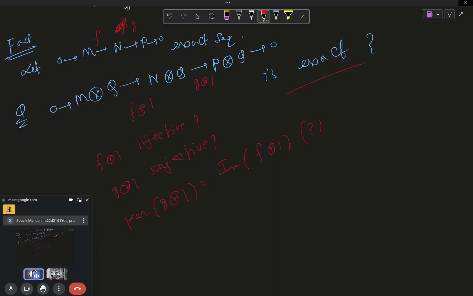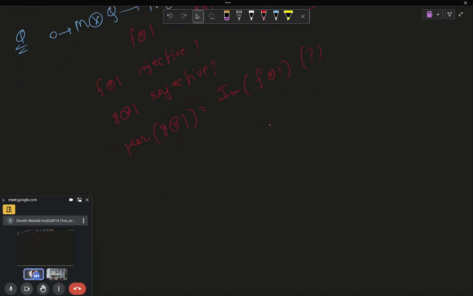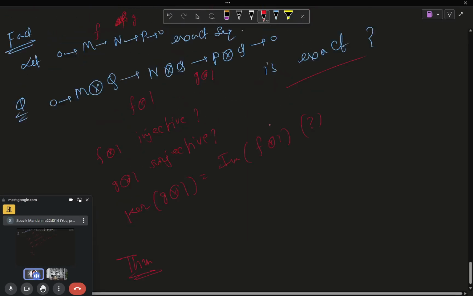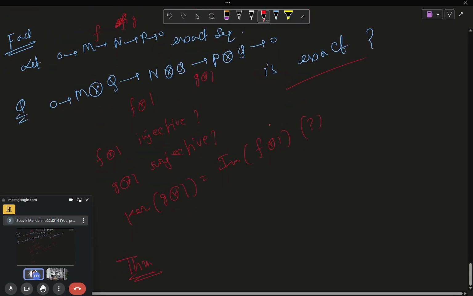So for that, what do we need to check? We need to check whether f tensor 1 is injective or not, whether g tensor 1 is surjective or not, and whether the kernel of g tensor 1 is equal to the image of f tensor 1. This is what we need to check, correct? So the theorem is as follows. The theorem is that for the given sequence, only this part will be exact.